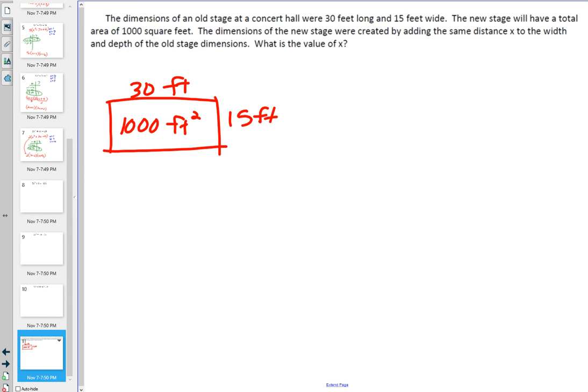Okay, this new space is going to be 1,000 square feet. They are going to add x to both of the dimensions. So what will be the new width? If currently the width is 15, and I'm going to add x to it, what would the new width be? 15, not 15x, 15 plus x. If the original length was 30, what would the new length be?